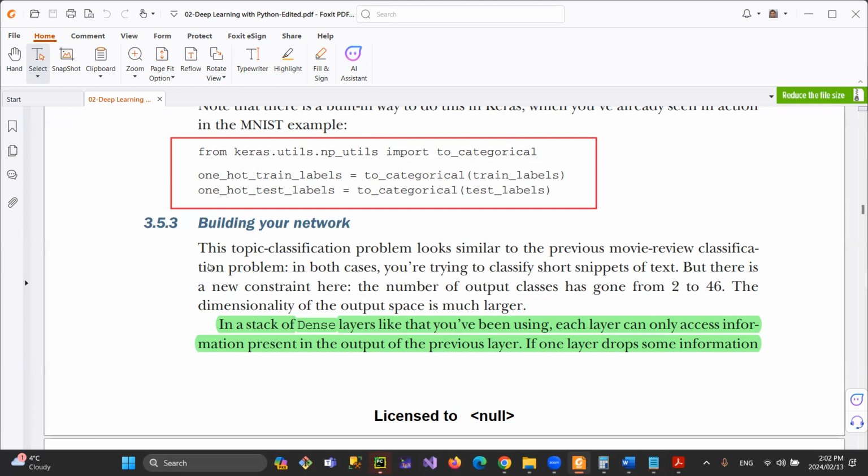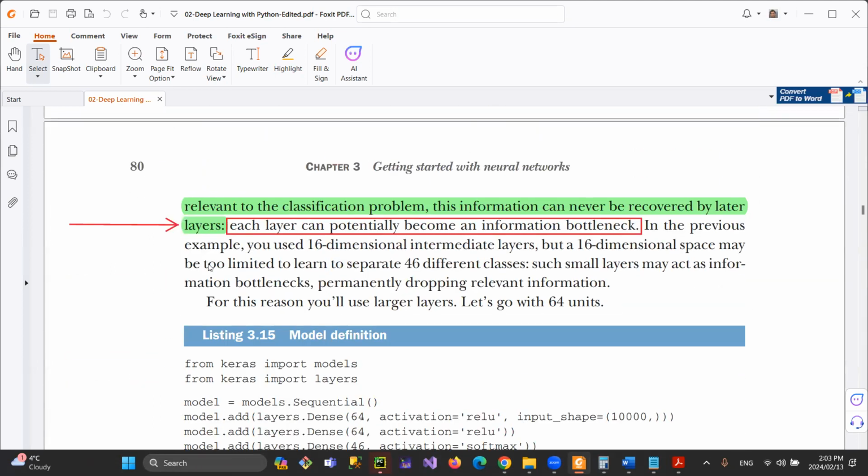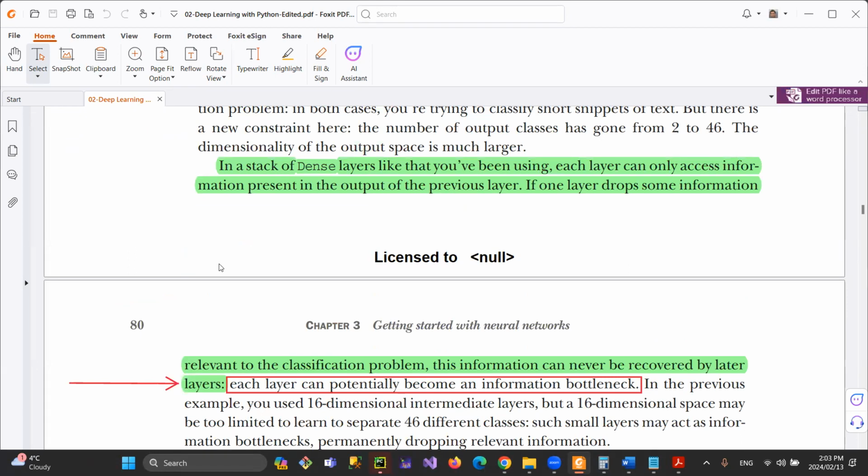Another question. Is it logical if we keep some layers in the middle, like 4, 5, 10, way less than the output? Just think about it. Look at this. If one layer drops some information, meaning that in the middle you have just, for instance, 4 neurons, but at the end you need to have 46, some information relevant to the classification problem can never be recovered by later layers. It becomes a kind of bottleneck for the flow of the information. It says that each layer can potentially become an information bottleneck.